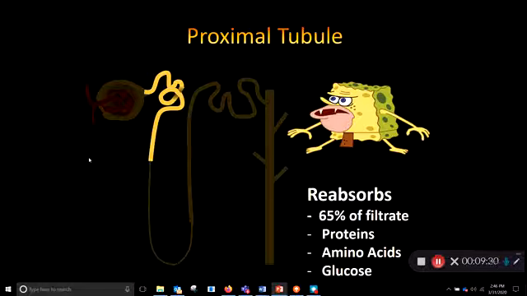and go, mine, mine, mine, nom, nom, nom. And it's going to remove all that stuff. So it has that primal urge to grab all those essential things.